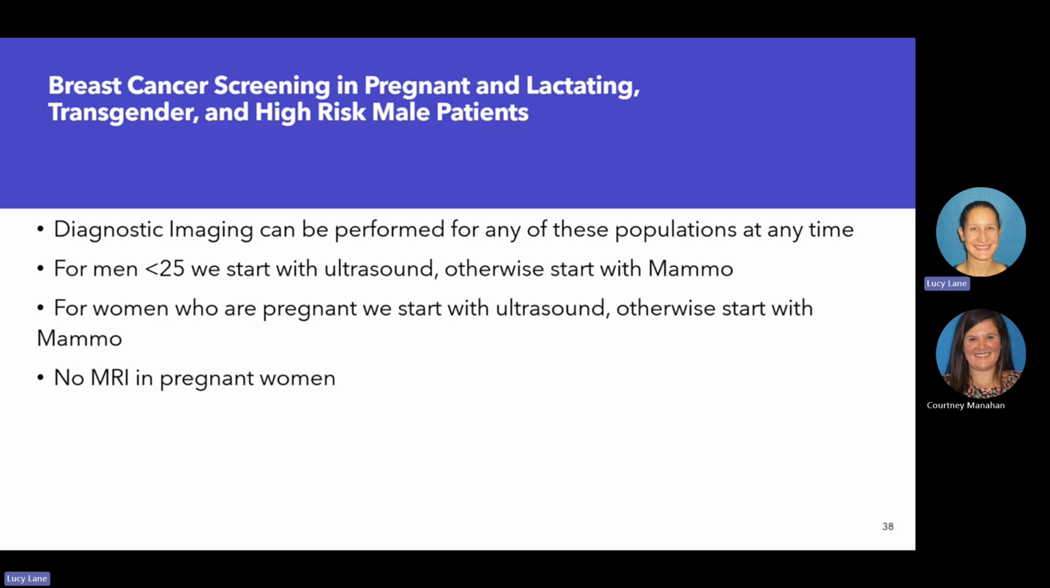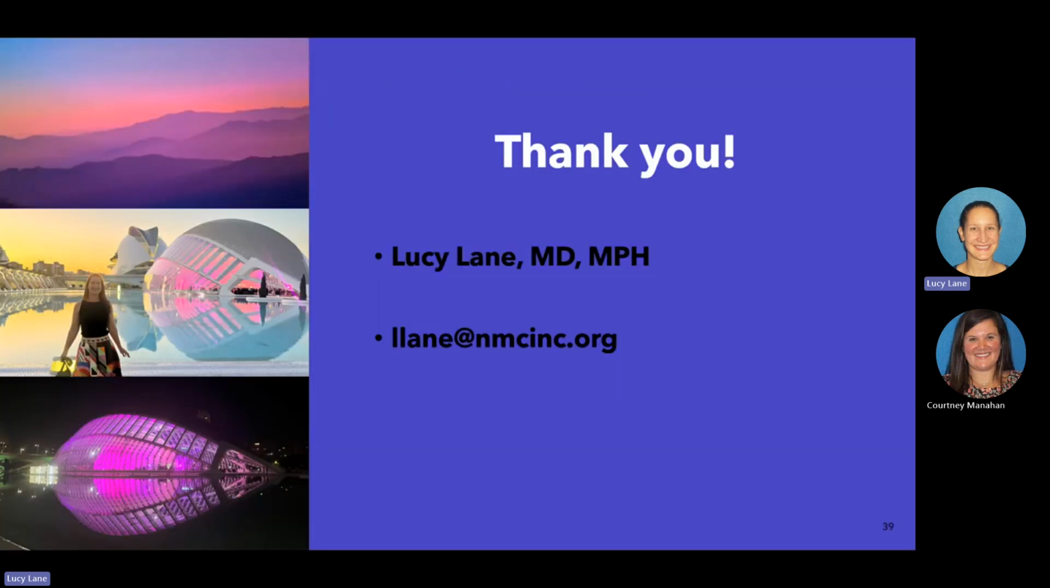For men less than 25, we start with ultrasound. Otherwise, we start with mammography. For women who are pregnant, we start with ultrasound. Otherwise, we start with mammography and no MRI in pregnant women.